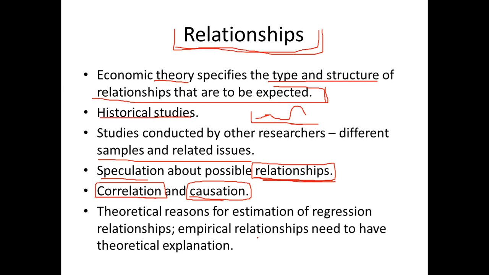Theoretical reasons for regression are empirical relationships and theoretical explanations. So there are theoretical formulas, like those relating P, V, T and so on. Those already have some empirical relationship. So you want to check whether those empirical equations or relationships are really a good estimate.